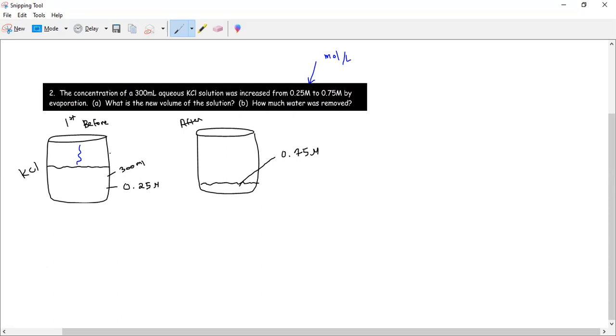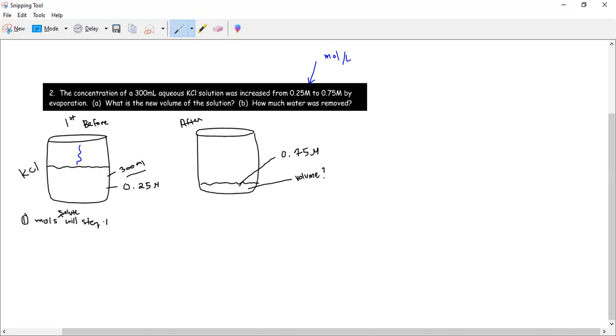So this is the volume before, which we're told is 300 milliliters, and we're asked for the volume after. What is the volume after? You'll recognize, as we move forward in working these problems, a trend. And the trend is that one point to understand is that the moles of the solute will stay the same.